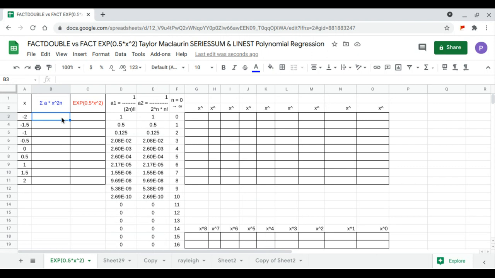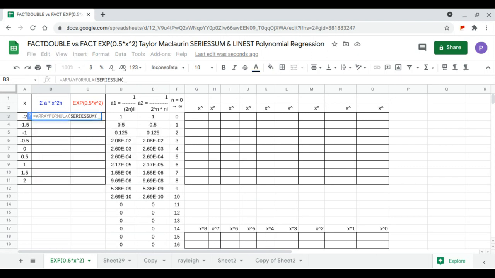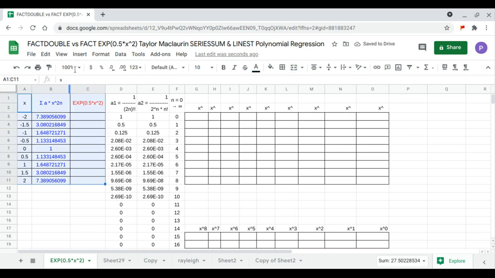Now we can continue with the expansion, which is array formula, series sum of the x values raised to the power 2n, where 2n starts from 0, that's 0, followed by 2, 4, 6, 8, so the interval is 2, and the coefficient. You can use any one of the two, so we will do the factorial first. And we'll chart this. Insert chart, and we'll use scatter chart.